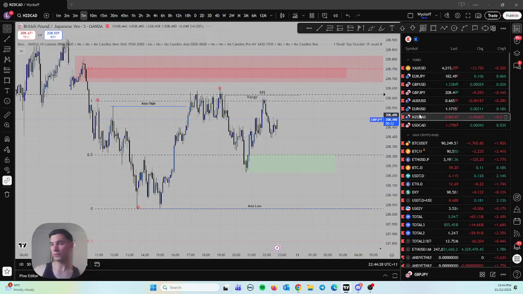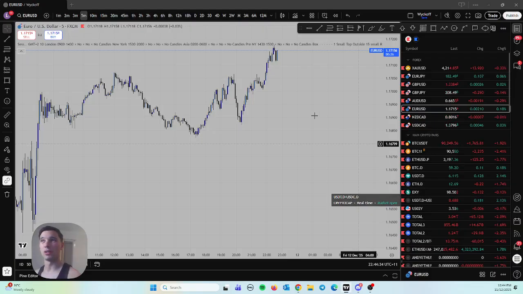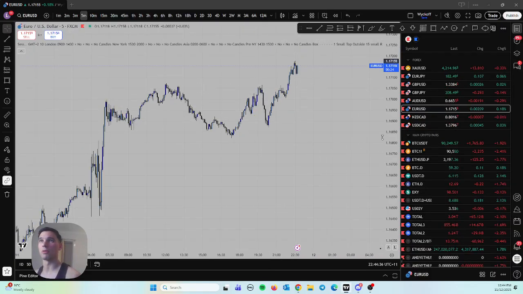Alright, let's take this home. There's not much there in Euro USD. I don't want to try to force something. It just doesn't look like good price action.